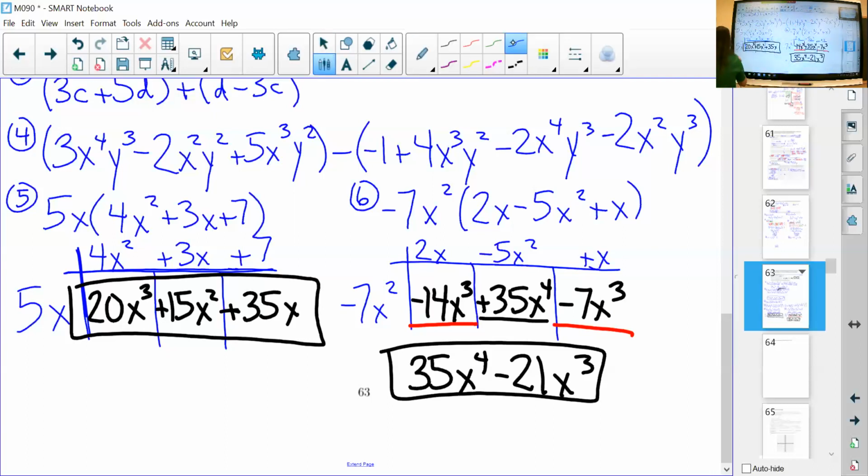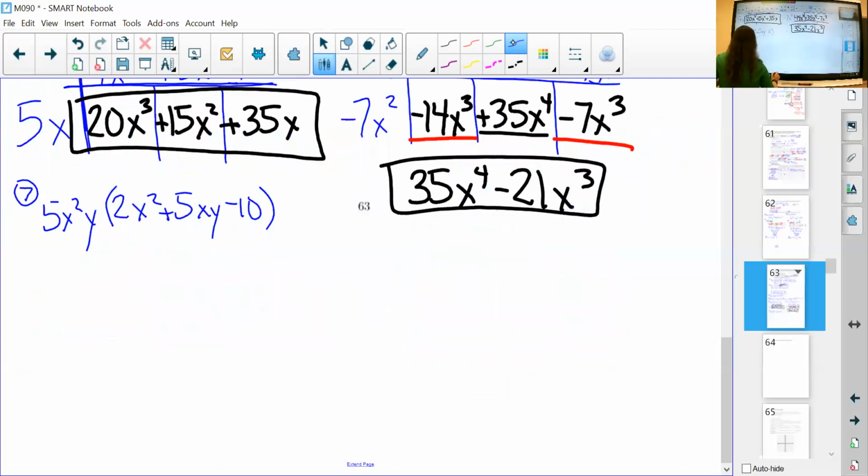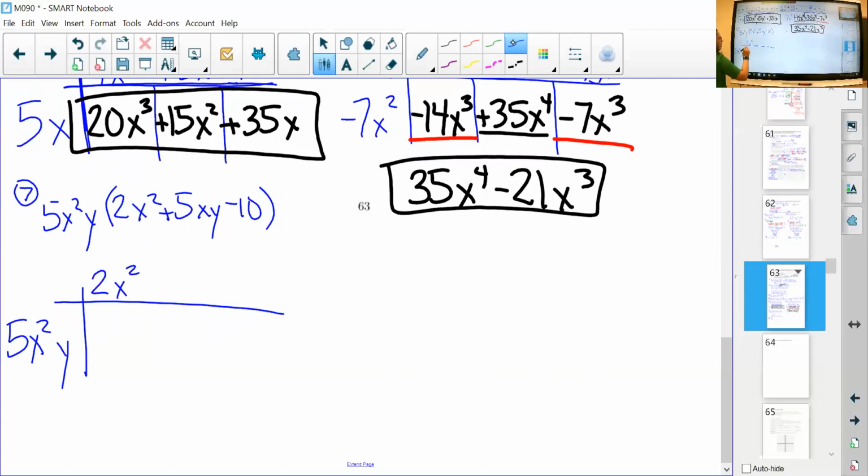Okay, example 7. Let's look at 5x squared y times 2x squared plus 5xy minus 10. I'm going to do the same thing. This doesn't have any pluses or minuses in there, so it's all one term. 2x squared. This is in order, no like terms combined like that one, so we'll just leave these alone.